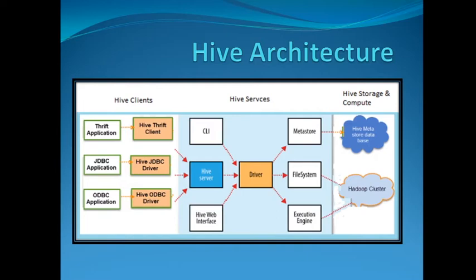Metastore. It is a central repository that stores the metadata information about the structure of tables and partitions, including column type information. Execution engine. The execution engine validates the plan. The plan contains a DAG of MapReduce jobs or tasks that have to be executed on the Hadoop cluster. It sends the DAG to the Hadoop cluster where it actually gets executed, and the results are again sent back to the execution engine.